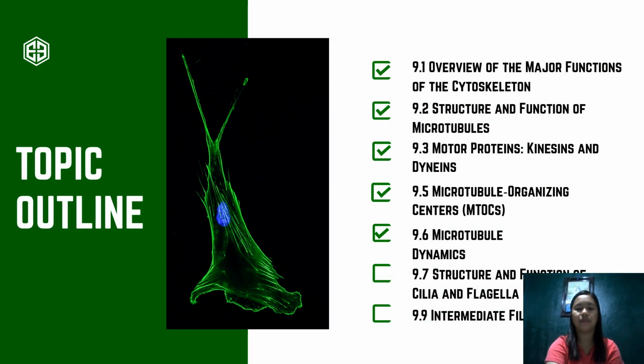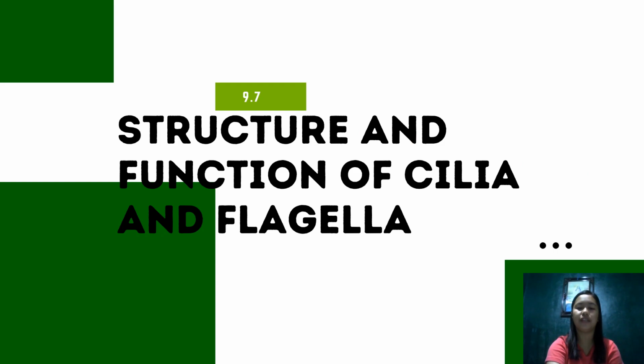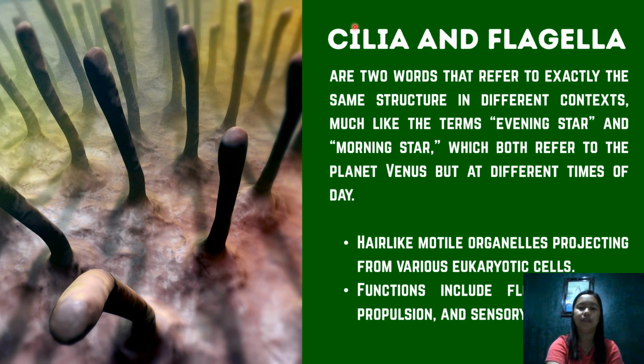So, next, the structure and function of cilia and flagella. So, cilia and flagella are hair-like organelles found in eukaryotic cells, serving various functions like flow sensation, propulsion, and sensory roles. While referring to the same structure, yung term is context-dependent, akin to evening star and morning star for Venus. So, cilia are likened to oars, moving perpendicularly, propelling fluid and particulate matter in coordinated beats.